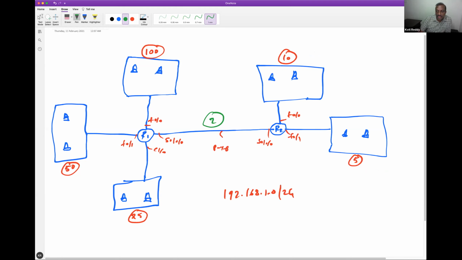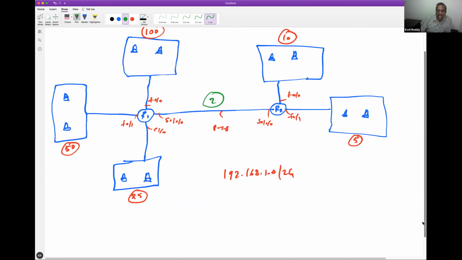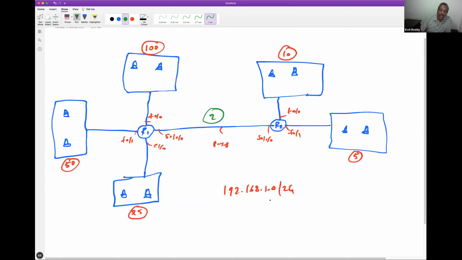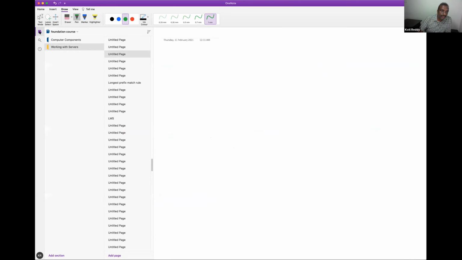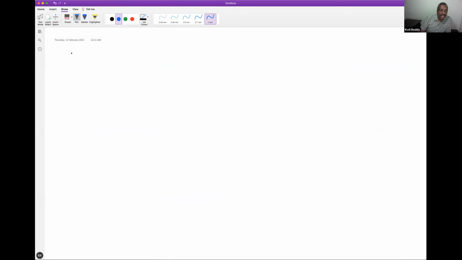So the network ID is 192.168.1.0/24. Let us write it down in a new page. The network ID is 192.168.1.0. Let us expand the network ID portion and host ID portion like this.